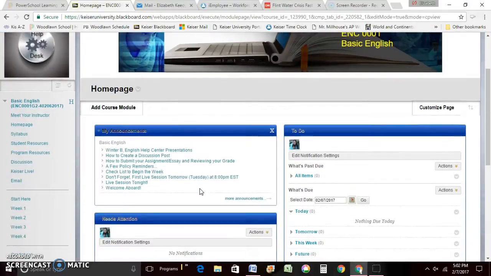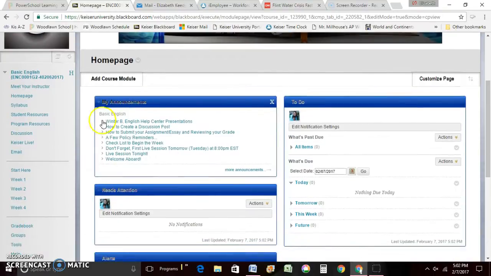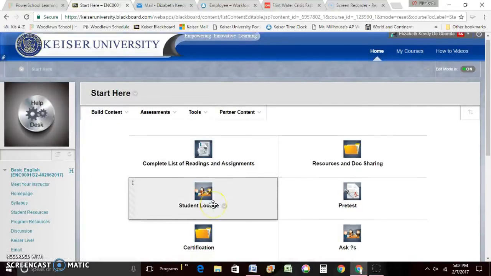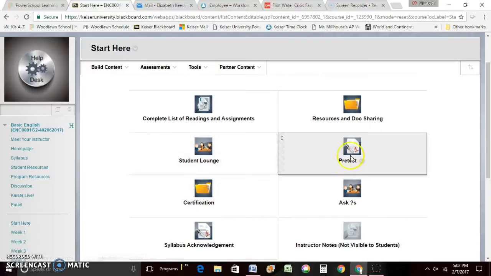This video is to make sure that everyone recognizes and understands where the discussions are and what your responsibilities are for the first few days. The first couple of days you have a few tasks that are not typical weekly tasks. So you're going to go to the Start Here menu and you have to take the pretest. This is to give us a baseline as to where you begin.